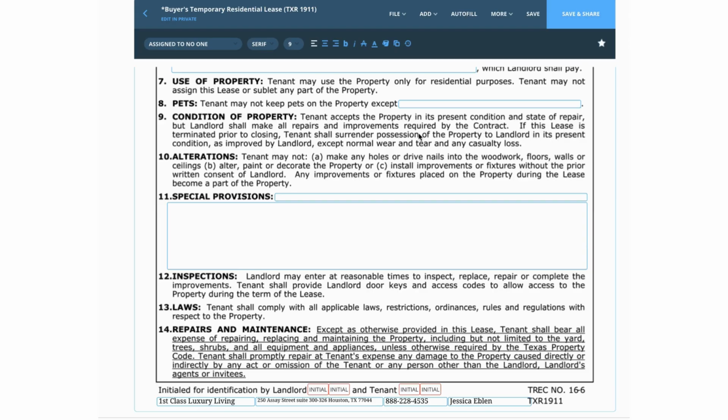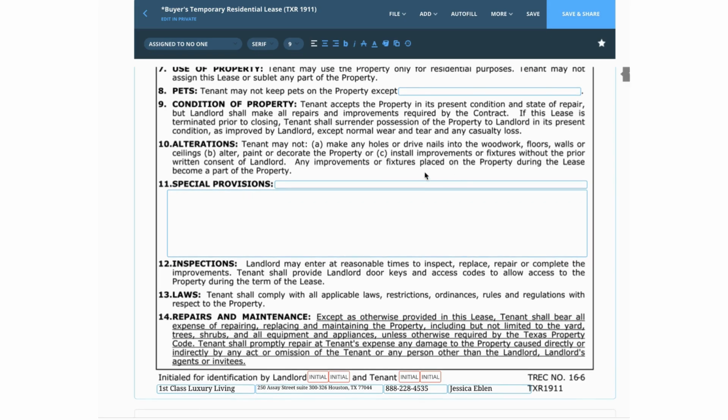If the lease is terminated prior to the contract, tenant shall surrender possession of the property to landlord in its present condition as improved by landlord, except normal wear and tear and casualty and loss.